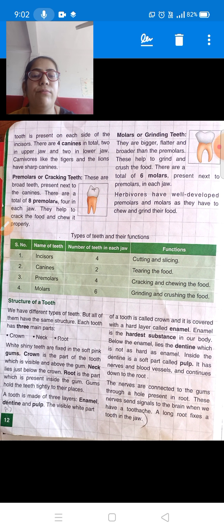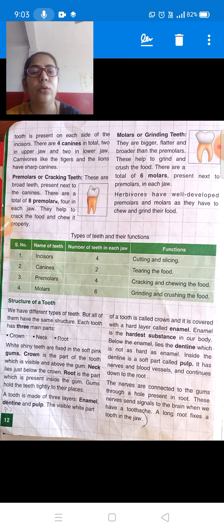And what is the function of molar teeth? Students, their function is also to grind and crush the food. Very properly, to crush and grind the food we use these molar teeth. So I told you students that in carnivorous animals the canine teeth are very well developed, because canines are pointed teeth, right?